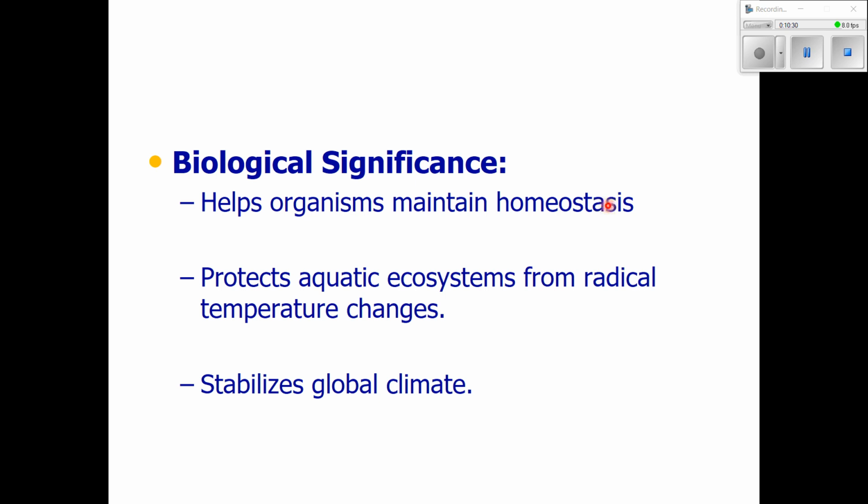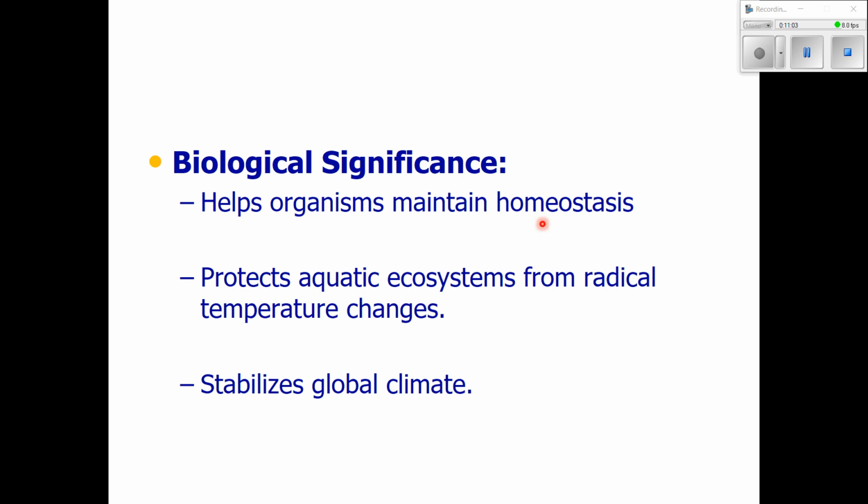Now, what is the biological significance of this? Yes, it makes cooking slower. It takes a long time to boil water in the kitchen, but that's not biological. Why does this matter to living things? The fact that water can hold on to heat so well helps organisms, especially warm-blooded mammals like you and I, to maintain homeostasis. That means it helps us maintain a stable internal temperature.